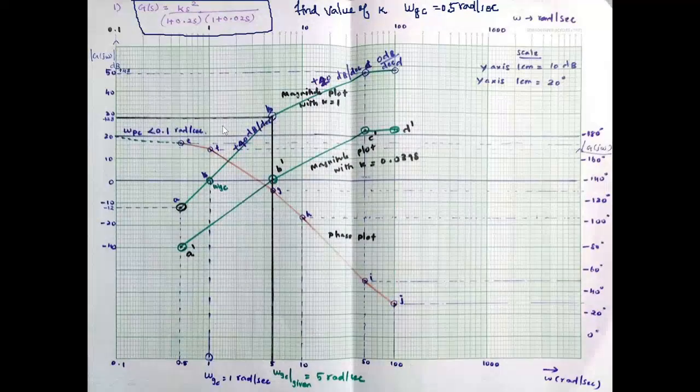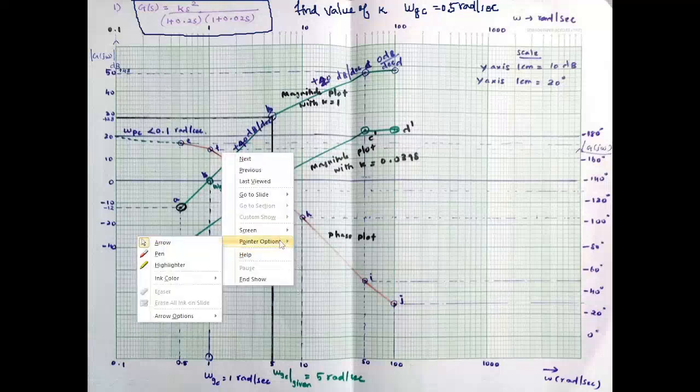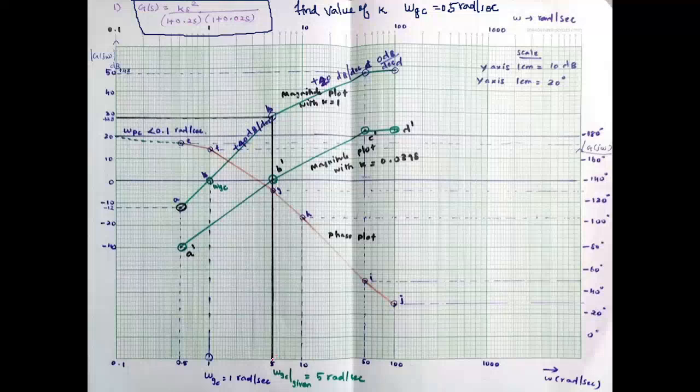Now I will show the final diagram. This is the final diagram for the particular problem. Here you can see that at 5 radians per second we have drawn the line, and the value is plus 28. But my new curve is with k equal to 0.03, which we have found out. So now the entire curve is shifted down by minus 28.